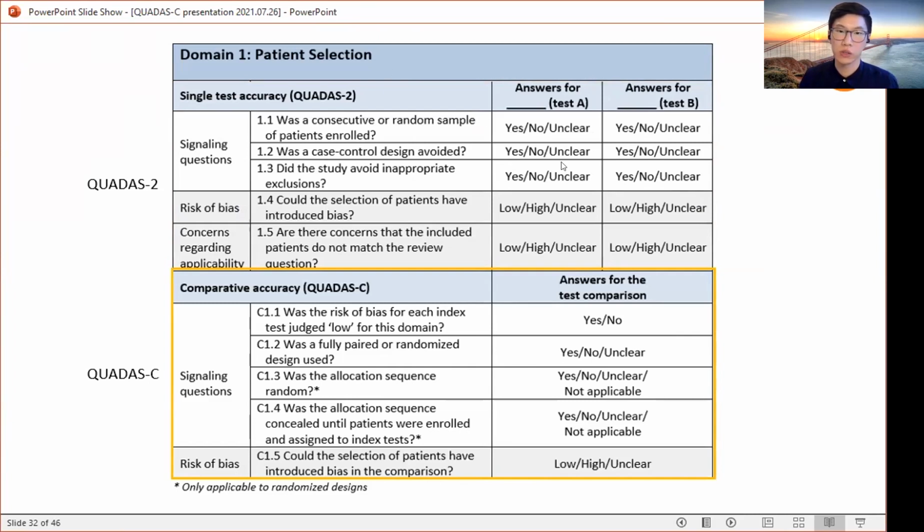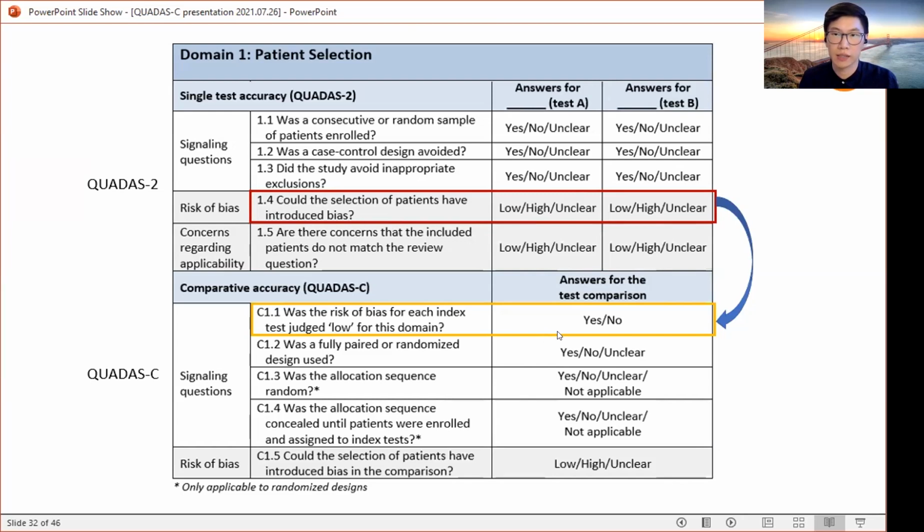You can see that QUADAS-2 is answered for each test individually, while QUADAS-C questions are answered for the test comparison. Now, you can also see that the first question is whether the risk of bias for each index test was judged low for this domain. This is the question that each QUADAS-C domain begins with. This is answered by using question 1.4 in QUADAS-2: could the selection of patients have introduced bias? If it is low risk of bias for both tests, then question C1.1 can be answered with yes, which also implies low risk of bias when assessing risk of bias in QUADAS-C.